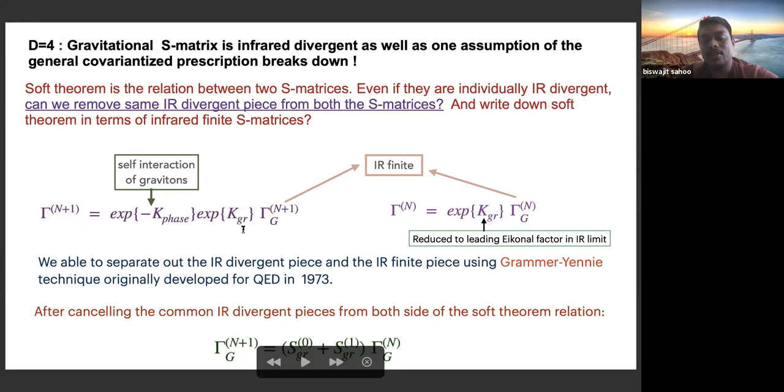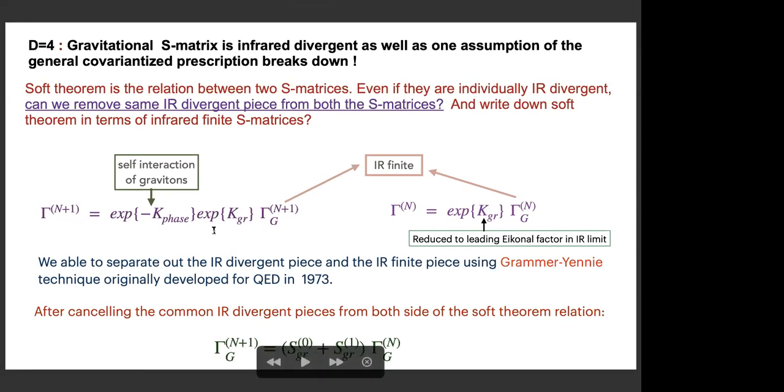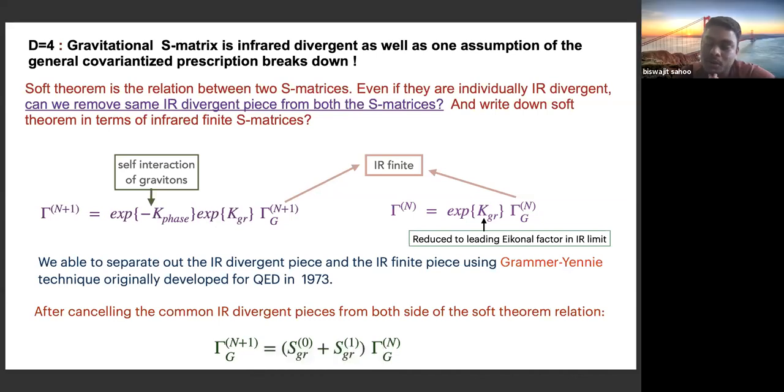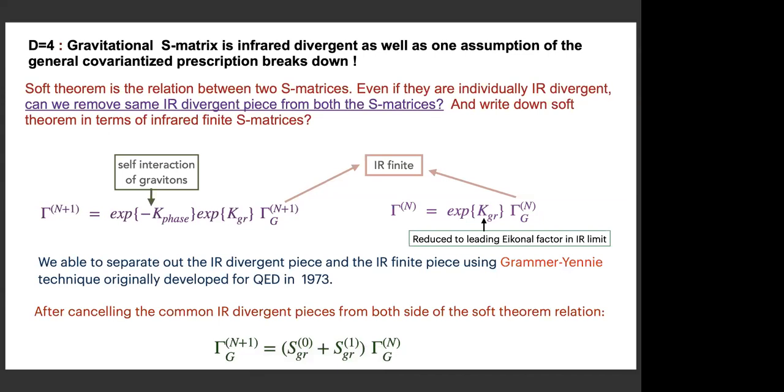The K_gr is the eikonal factor when the virtual graviton is running between two finite energy particles, and K_phase is the eikonal factor when the graviton is running between a hard particle and the soft graviton. But this K_phase contains a real part and an imaginary part, right? Right. It contains both real and imaginary pieces. I see, and you're dealing with the imaginary part as well.